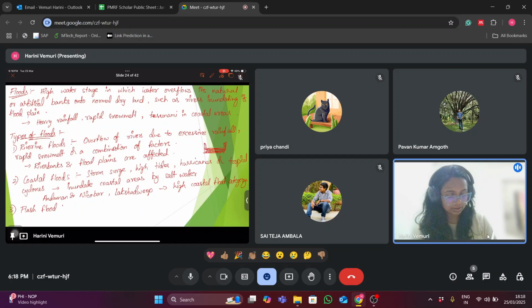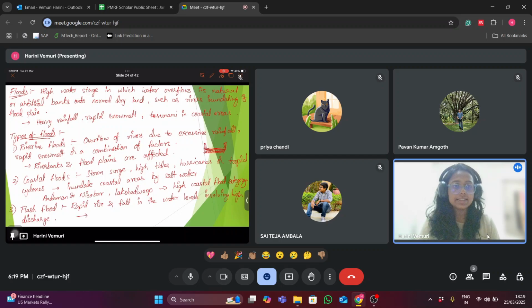So as the name itself suggests, the event will occur very quickly. Okay. So, rapid rise and fall in the water levels involving high discharge causes flash floods. Okay. So since they occur very quickly, the damage also will be very high.